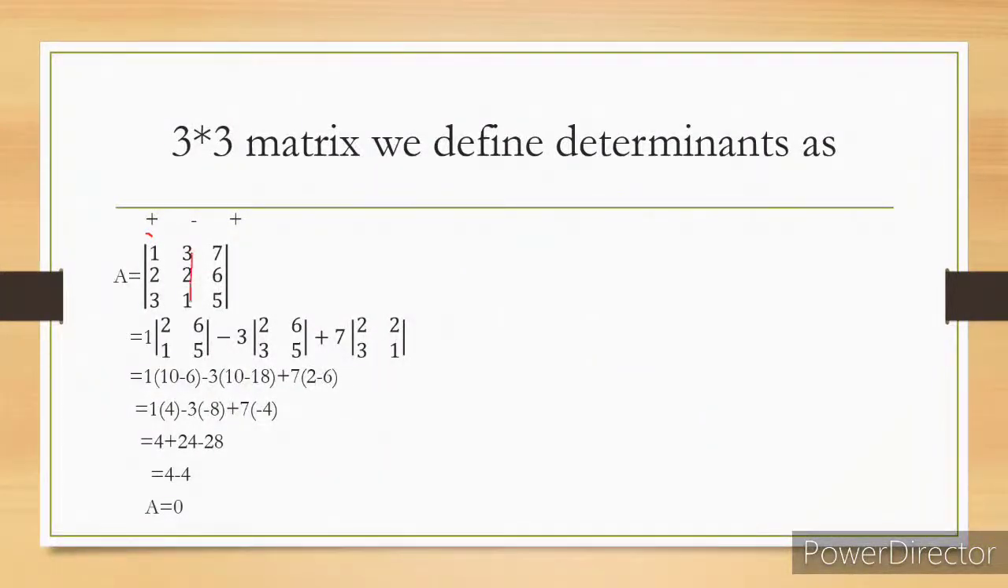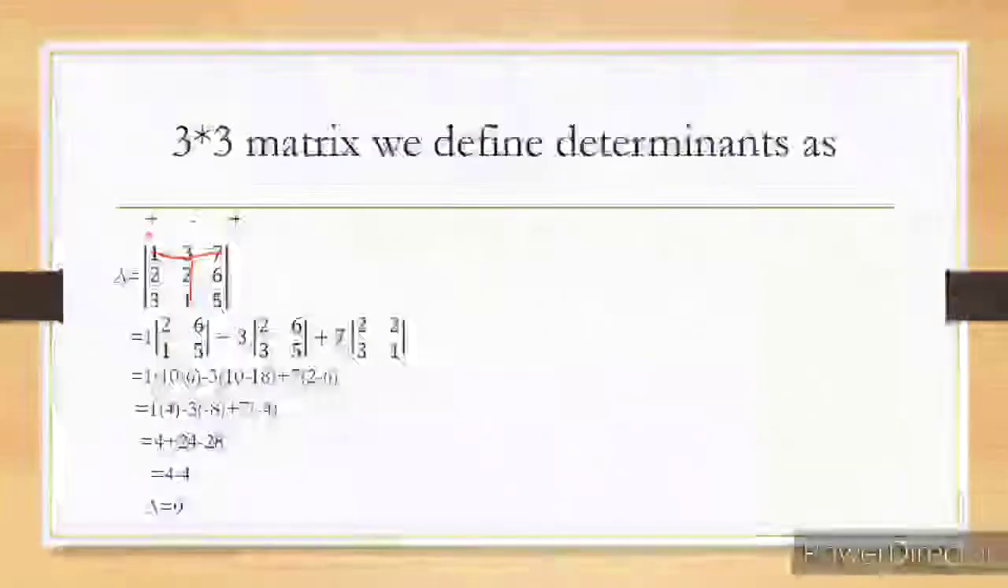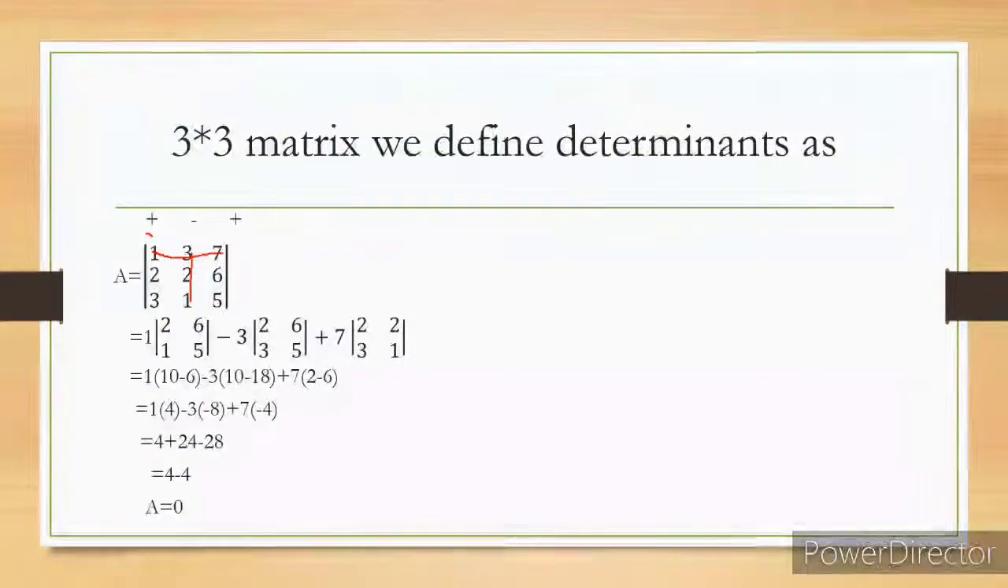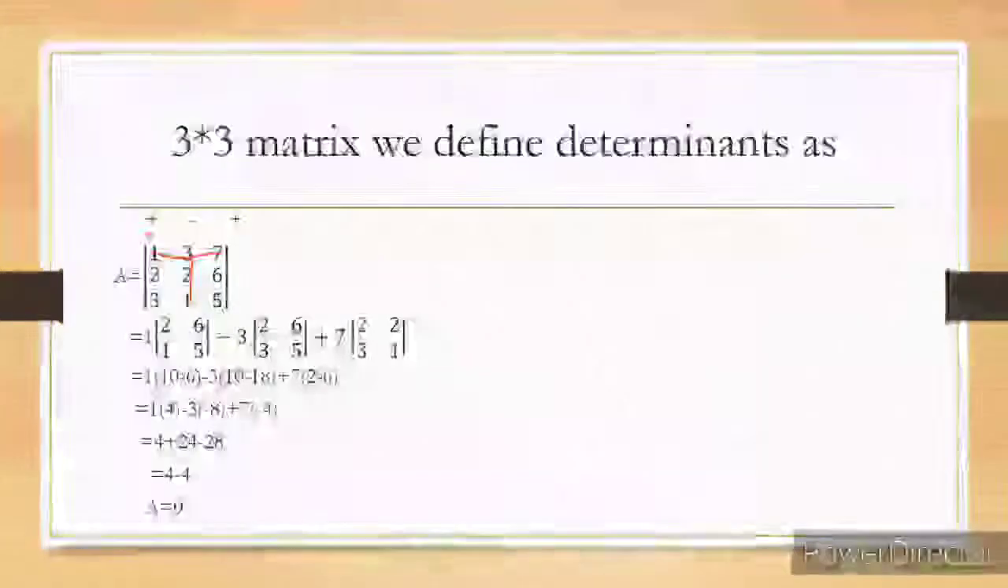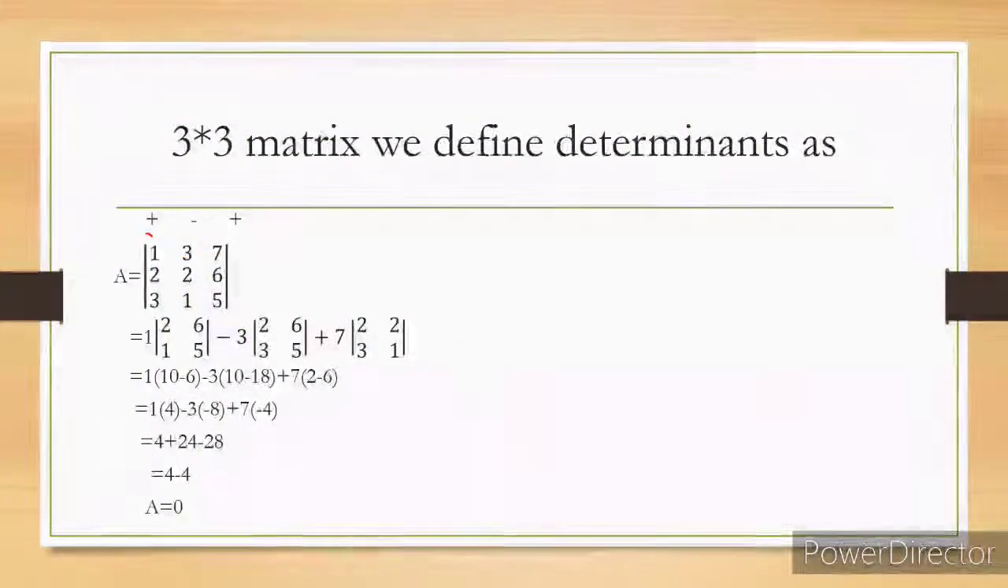Now don't consider the first row and the second column. The remaining is 2, 6, 3, 5. Consider that. Now for the next one also take 7, and don't consider the first row and the third column. Just consider the 2, 2, 3, 1.